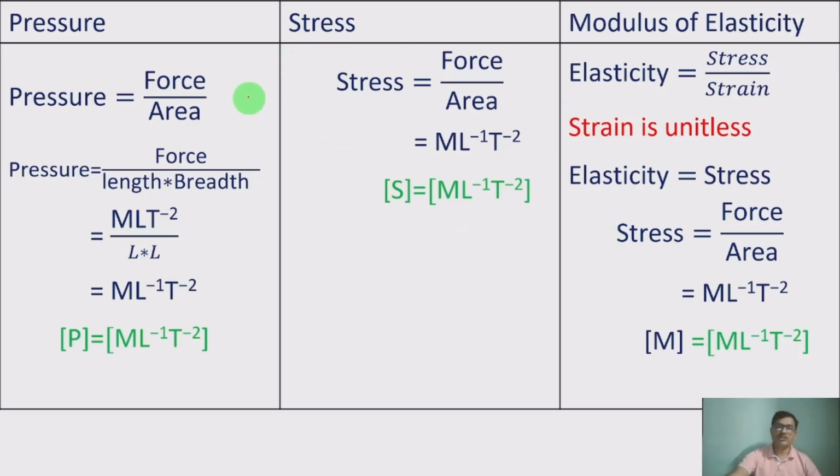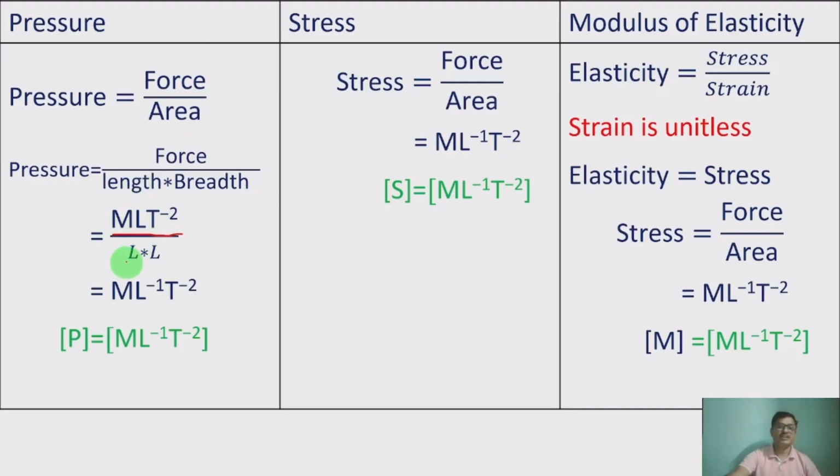The other physical quantities like the pressure, stress and modulus of elasticity, all three have the same dimensional formulas, and if you equate with the symbol of that particular physical quantity, we are going to get the dimensional equations. And how those are developed, we'll see here. The pressure can be written as force per area. Then pressure equals force per length into breadth. The force was given in the previous slide, that is M L T raised to minus 2.